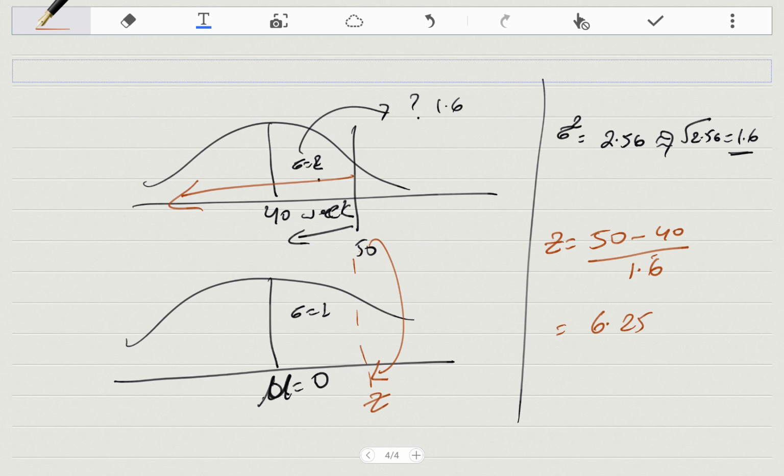6.25. Now we know when the Z is that high a value, the probability associated with this Z, if you look at the standard normal table, you'll see it's 100%. So the probability that the project will be done by 50 days is 100%.